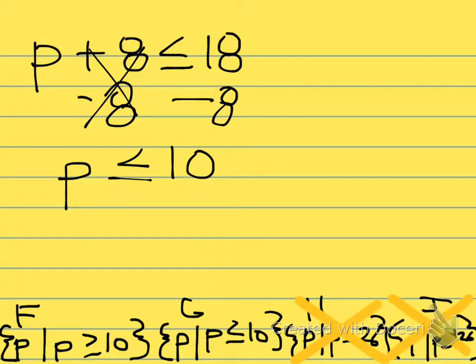So I'm looking for answers to eliminate. The answers that don't have 10 would be ones to cross out. Then I need to match the answer between F and G with the symbol that I have. So G would have to be the answer. And notice they put the answers in set builder notation, but you can still read that G means the same thing as what I got for my answer, which is P is less than or equal to 10.